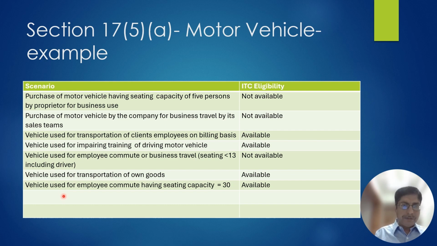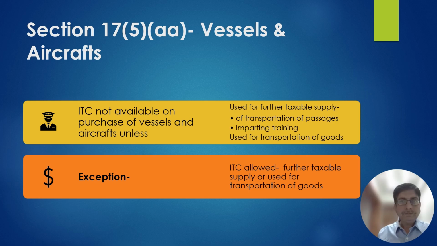Next example, a vehicle used for employees' transportation having a seating capacity of 30. It means the credit is available. Why? Because the seating capacity of that motor vehicle is more than 13. The credit is available whether it is used for transportation of its own employees or others' employees, the client's employees. The credit is available.